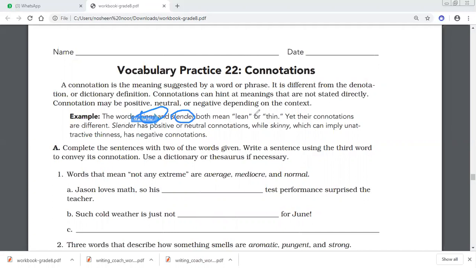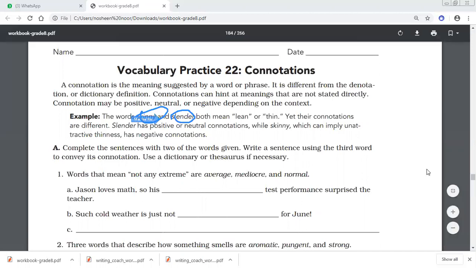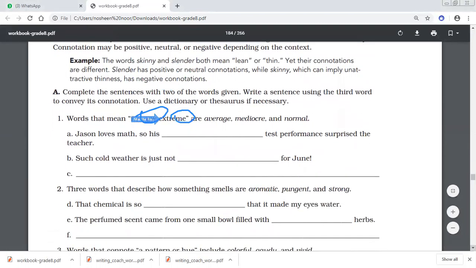Skinny and slender both mean lean or thin, but we usually use skinny to show unattractiveness. Someone who's skinny is thin or lean, but in a way that is unattractive. However, slender is also someone who is thin or lean, but in a way that he or she is still attractive. It's in a good way. Slender means a good figure. So this is the example that is given over here. Now let's move on to the exercise itself.